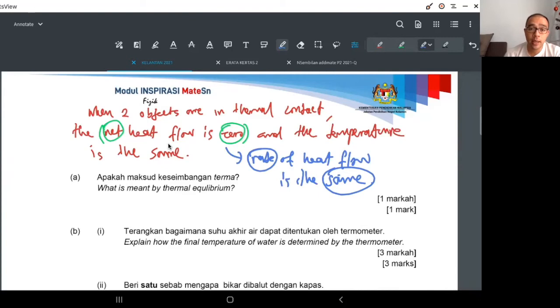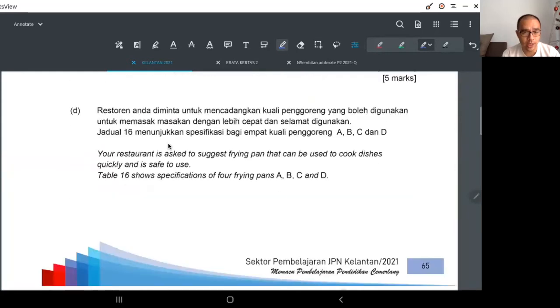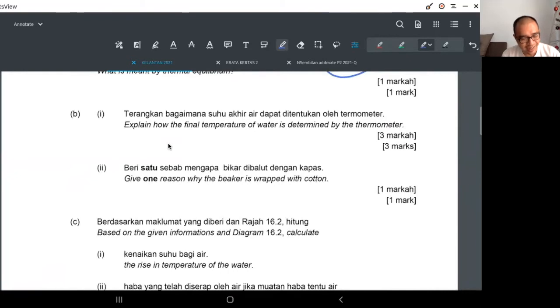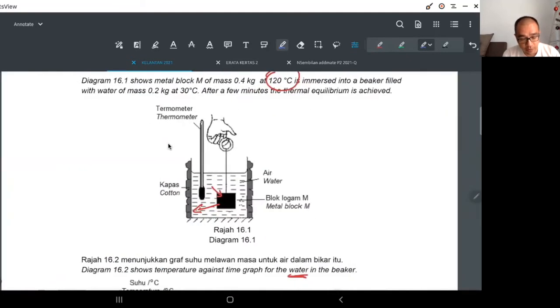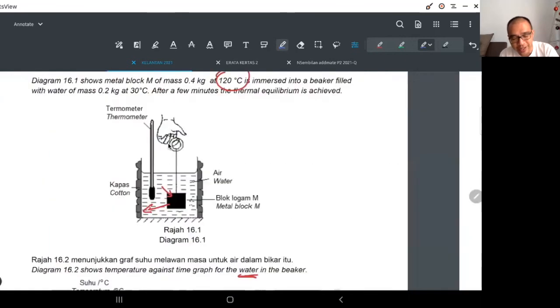Explain how the final temperature of the water is determined by the thermometer. So basically, how do you achieve thermal equilibrium? This is a 3-mark question, so I'm going to give you 3 points. I don't have enough space for all 3 points. Never mind, I'm just going to write here.